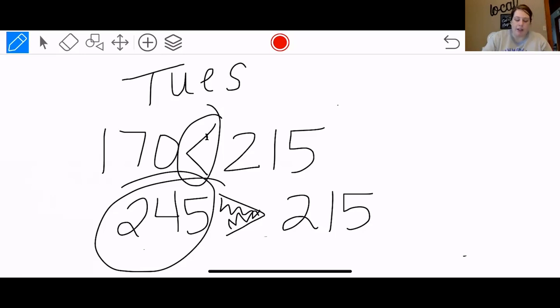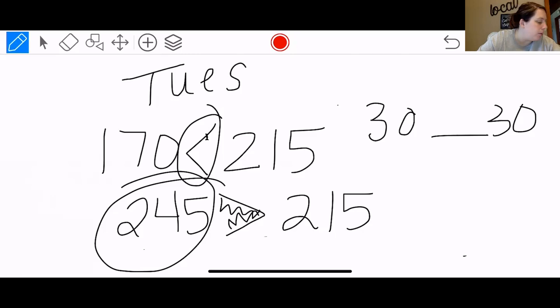So if I gave you 30 and 30, those are the same numbers, so you would tell me equal to. If I gave you 30 and 25, you would tell me 30 is greater than 25. If I gave you 30 and 65, you would tell me 30 is less than 65. You can just put the symbols there. You don't have to rewrite the whole problem.